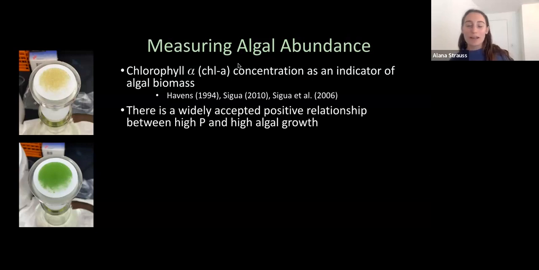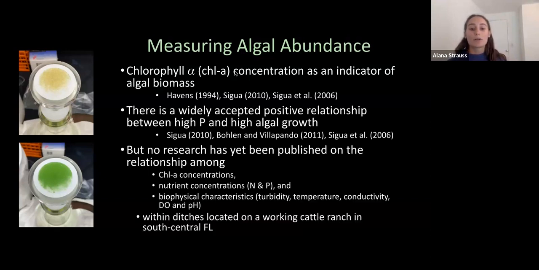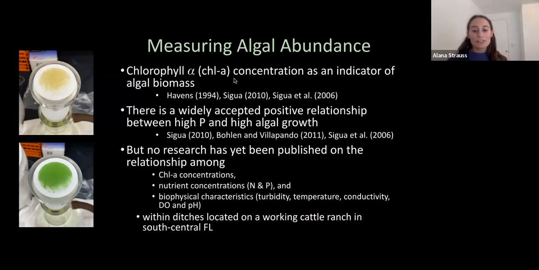In my literature review, I found that there's a widely accepted positive relationship between high phosphorus and high algal growth within ditches in South Florida. But we hadn't found any research on the relationships among chlorophyll A, nutrient concentrations like nitrogen and phosphorus, and biophysical characteristics like turbidity, temperature, conductivity, dissolved oxygen, and pH, all within ditches located on a working cattle ranch in South Central Florida.